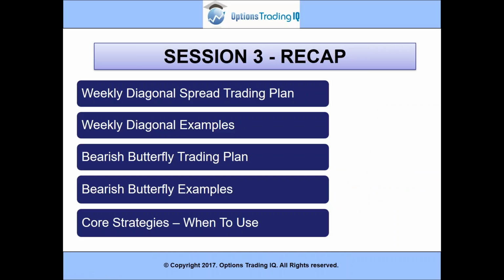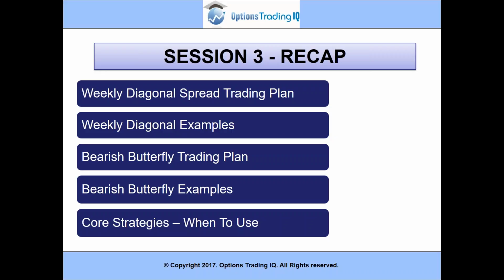All right, so quick recap of session 3 for those who've watched it. If you haven't seen it yet, don't worry, those links are available for that. But we talked about two of my favorite strategies in this market for when we get overbought conditions. So the weekly diagonal spread was the first one. We looked at the trading plan that I use. We looked at that in detail. And then we went through a couple of examples as well.